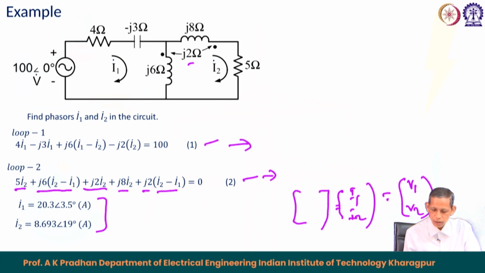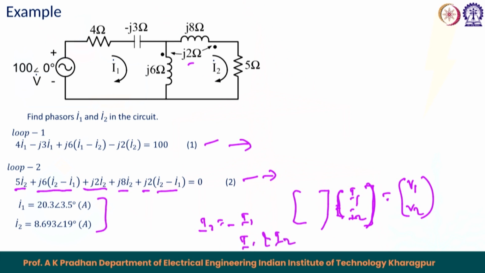So, in this way you can use the matrix form as you have learned in the earlier example, and from there you can find the corresponding I 1 and I 2. Or you can substitute from the second equation I 2 in terms of I 1 into equation 1, and find I 1 and I 2 respectively.